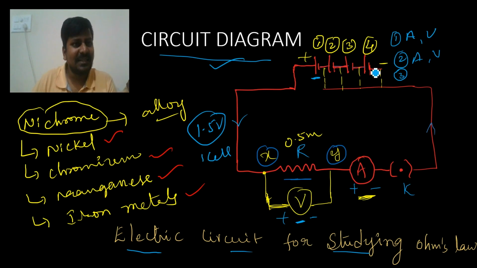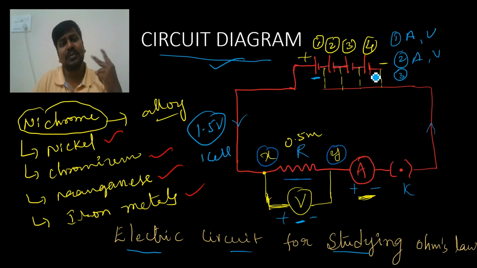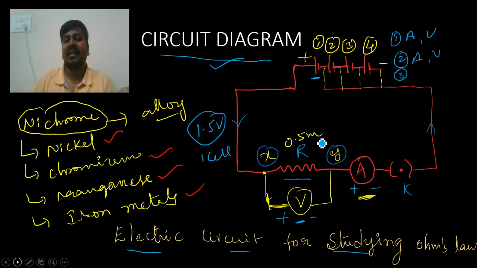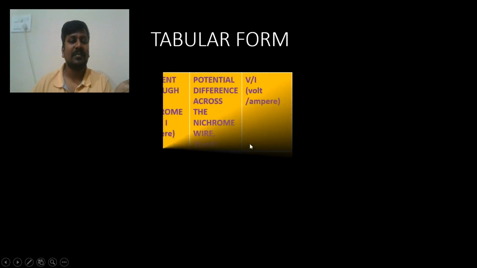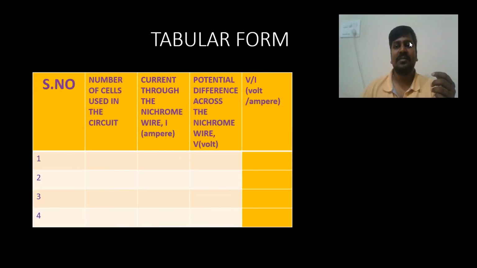Coming to the second step, connect two cells and take the reading of the ammeter and voltmeter. Then the third step is to connect three cells and take the reading of the ammeter and voltmeter. Then again connect 4 cells and take the readings of the ammeter and voltmeter. Then you can mention all the values in tabular form.